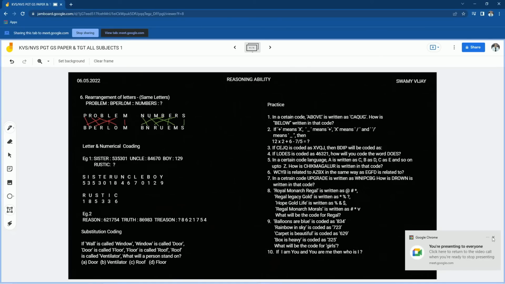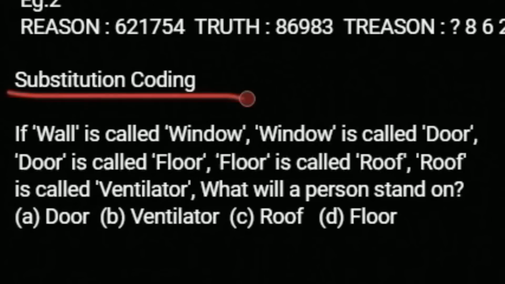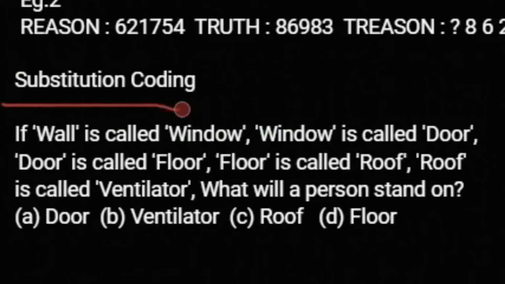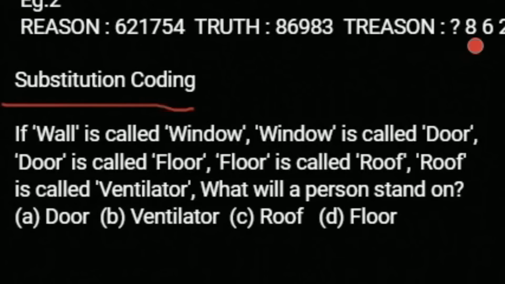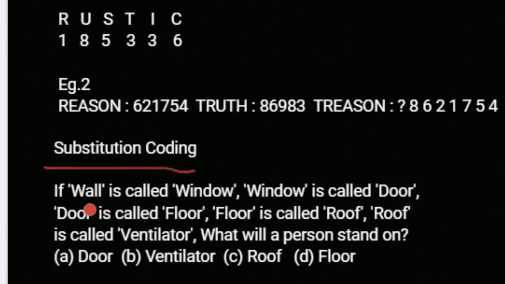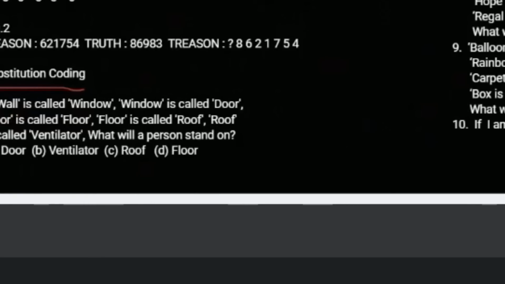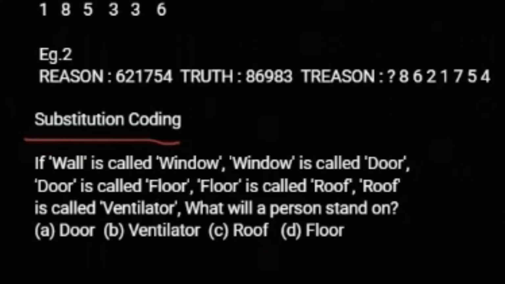Now can you see this next question, substitute coding? Practice part. Here, on the left side, substitute coding. I just underlined it. Right. Now will you please read the question? Wall is called window. Window is called door. Door is called floor. Floor is called roof. Roof is called ventilator. What will a person stand on? Tell me, Preeti.